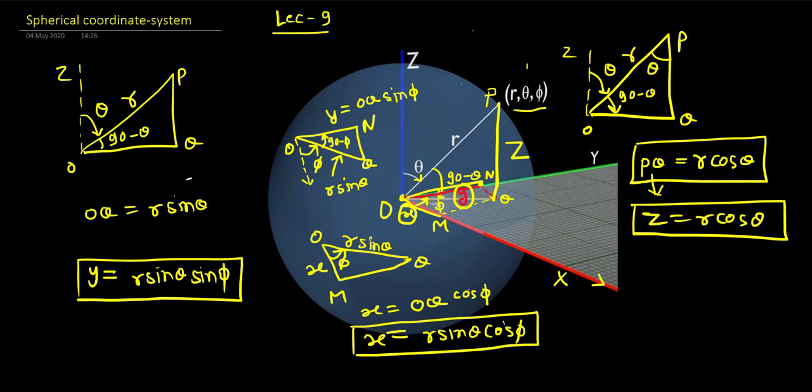Okay, so we got y is equal to r sin theta sin phi, x is equal to r sin theta cos phi, and z is equal to r cos theta.